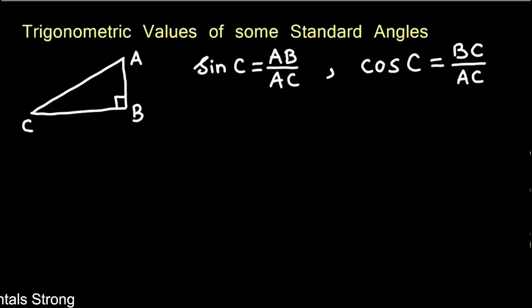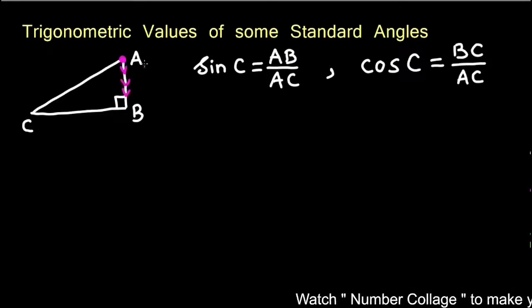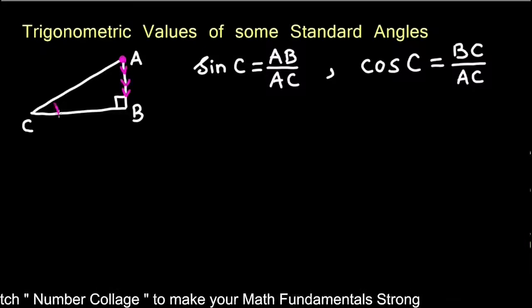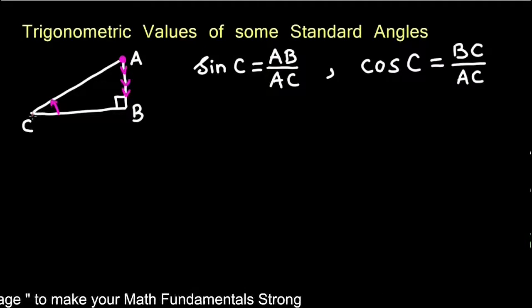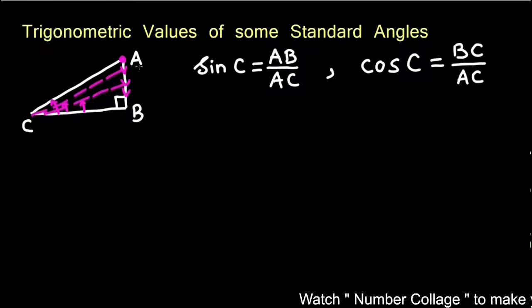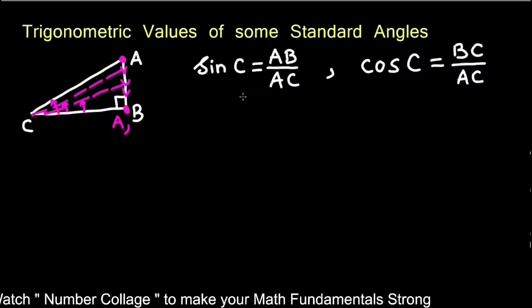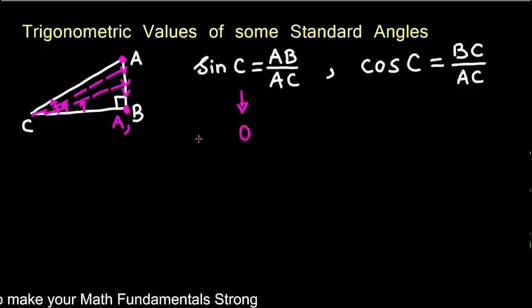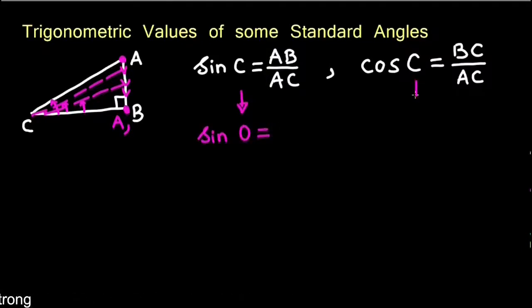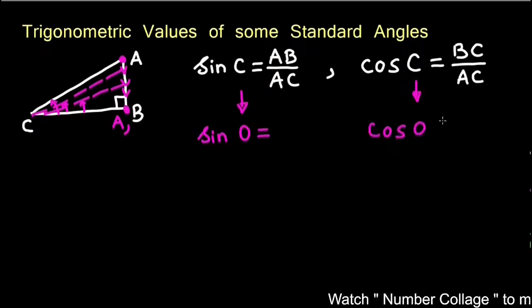Now we will consider a situation in which this point A is slowly approaching point B and finally falls on point B, so that this angle C goes on reducing, and finally when point A lies on point B, angle C becomes 0. So we write sine 0 equals. At the same time here also angle C becomes 0. So we write cos 0 equals.